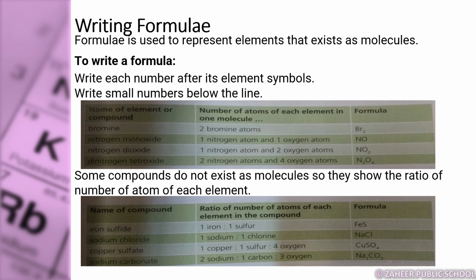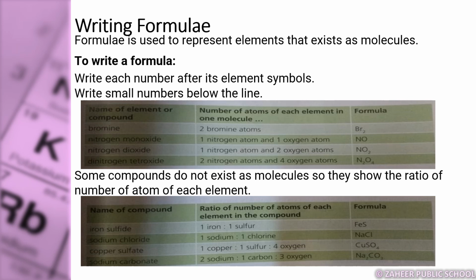And some compounds do not exist as molecules, so their formula shows the ratio of the number of the atoms present in the compound. Let's take the example of iron sulfide. They are present in the 1:1 ratio. So the formula would be FeS. Fe stands for iron, whereas S shows sulfur. So the formula of iron sulfide would be FeS.